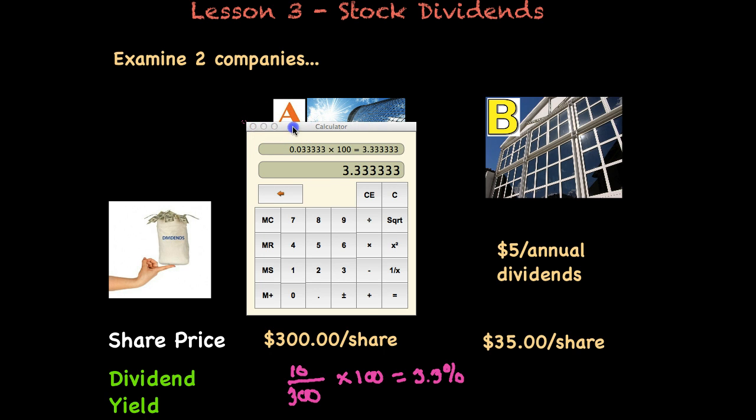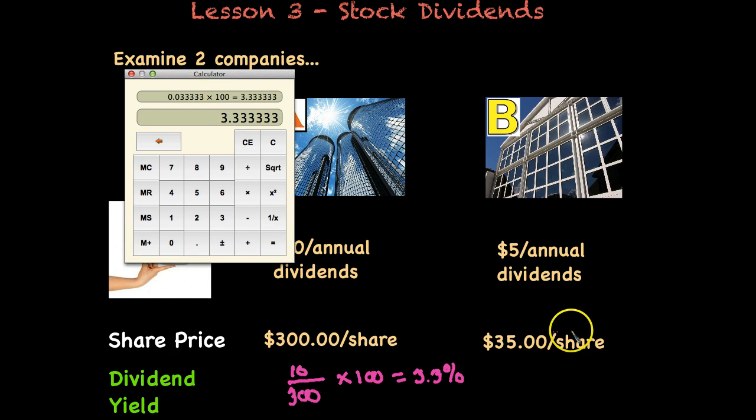All right, let's look at Company B. Company B pays $5, and the stock price is $35 per share, the current stock price. So if we divide those and multiply by 100, what do we get? Looks like we get 14.29% if I round. 14% yield is much better than a 3% yield.